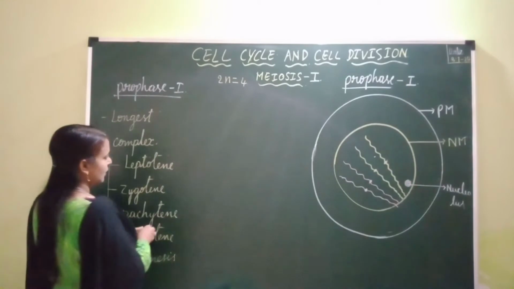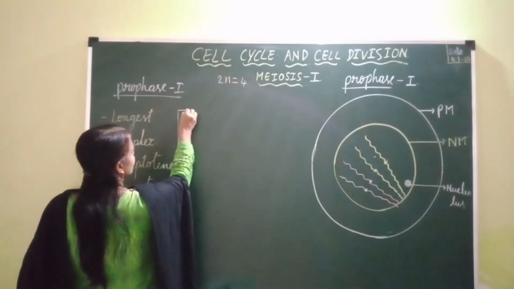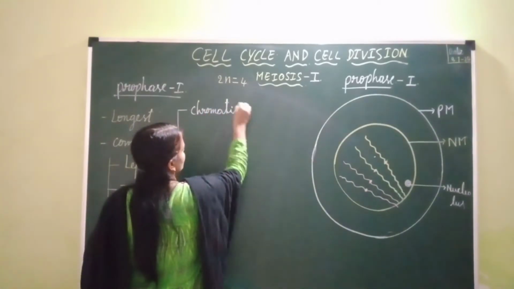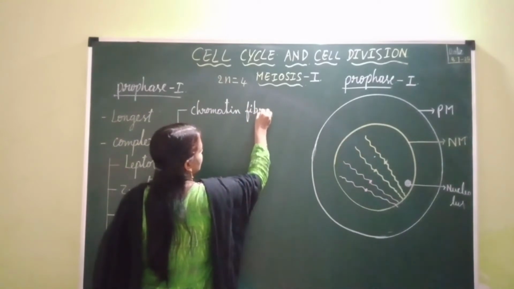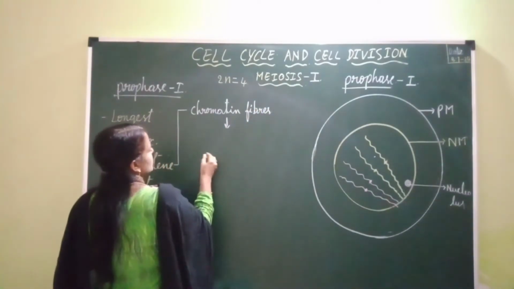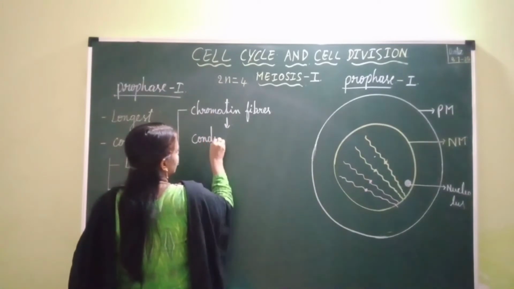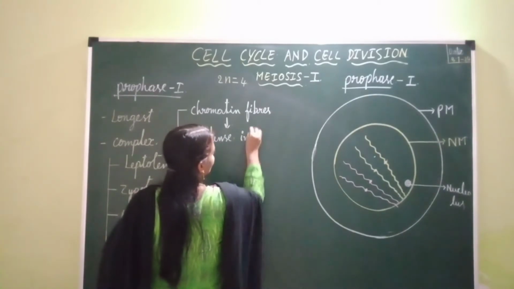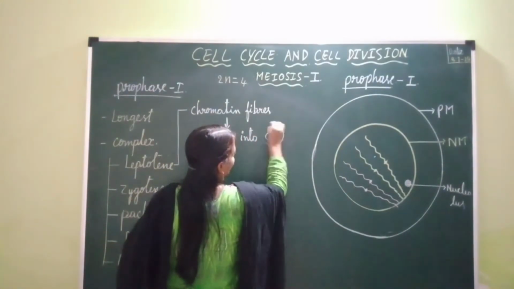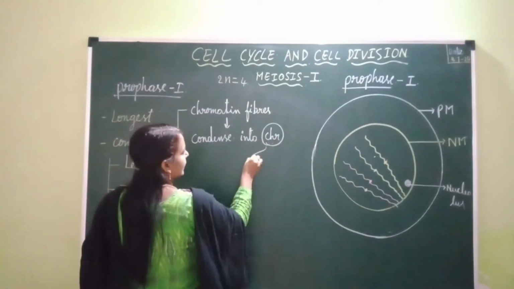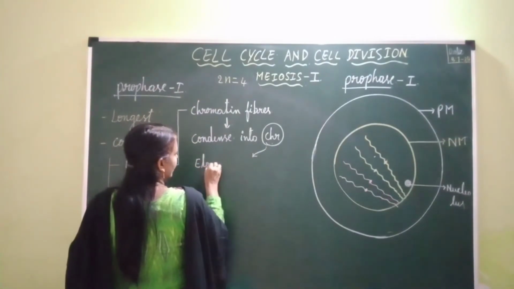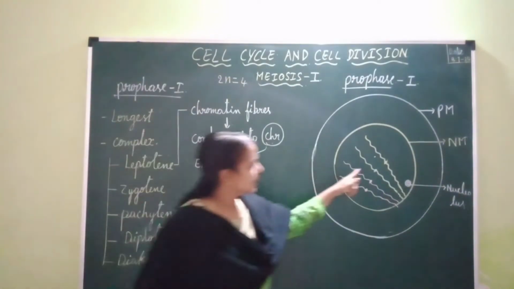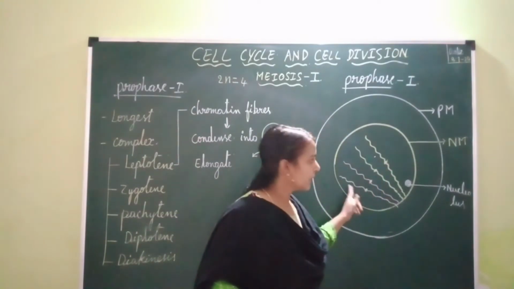During leptotene, chromatin fibers start condensing into chromosomes. These chromosomes are elongated, and they appear to be having only one chromatid. So these are the 4 chromosomes during the leptotene stage.